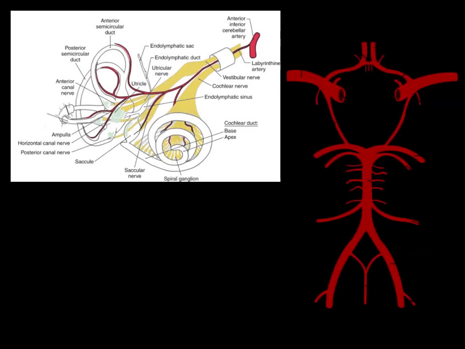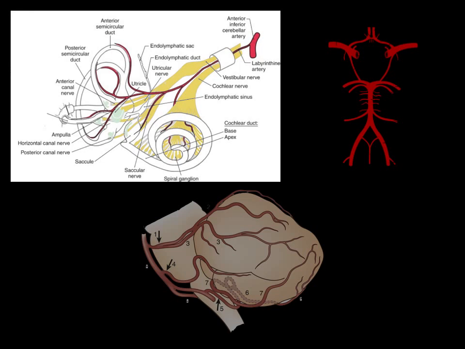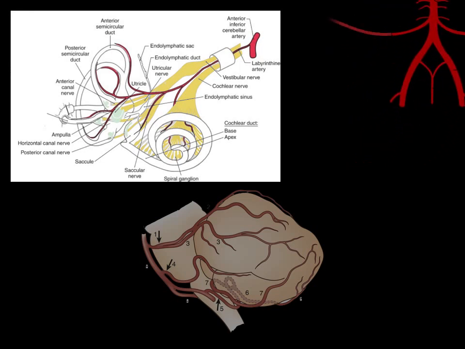In the context of the vascular system at large, you can see that your AICA comes off right here, kind of at the back of this guy.